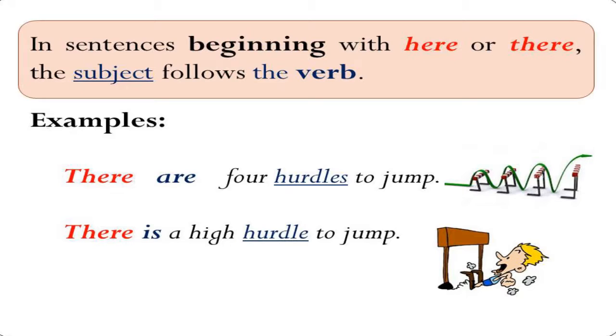So let's look at the example here. There are 4 hurdles to jump. There is a high hurdle to jump. So the first example here, there are 4. So 4 hurdles. So here the subject is plural, therefore there is followed by the be verb are, because your subject hurdles is in plural form. There is a high hurdle to jump. Here there's only 1 hurdle. So after there is followed by is. This is because your subject hurdle is only singular.